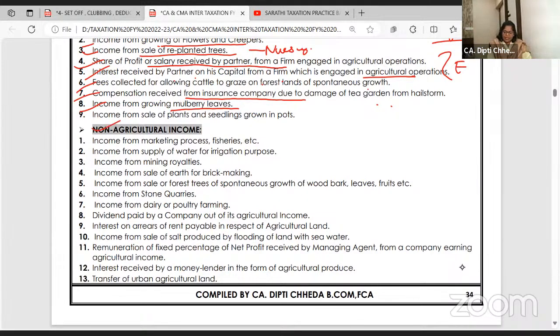Income from sale of plants and seeds in pots. For the last 15 minutes I've been telling you there has to be activity on agricultural land, but a nursery has potted plants, right? From one plant they replant ten, they grow potted plants in plastic bags and small pots. So can we say no, this is a potted plant, this nursery is not doing agricultural activity? No, it will be exempt.